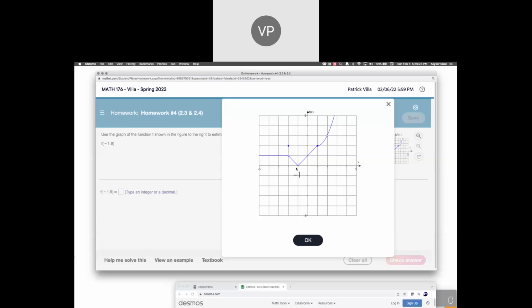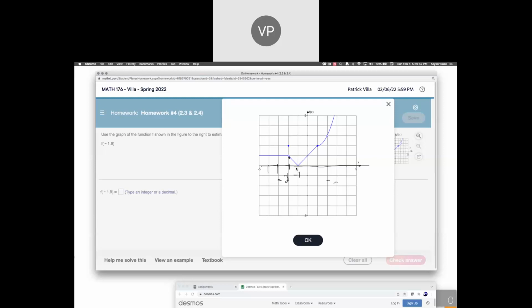And remember, that's your x-axis right there. Negative 2, negative 3, negative 4. So they want negative 1.9. That's right around here. Okay? So it's that point. They're asking what's the y value right there. They're not asking the limit. They're asking what's the y value.